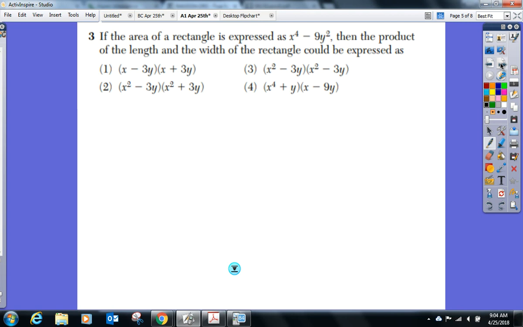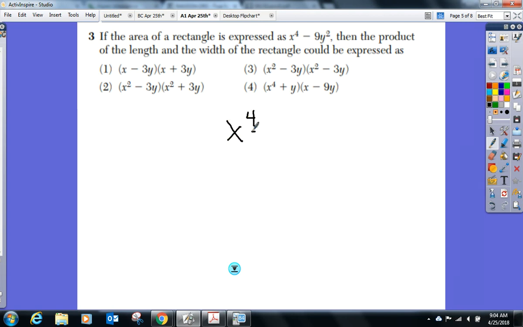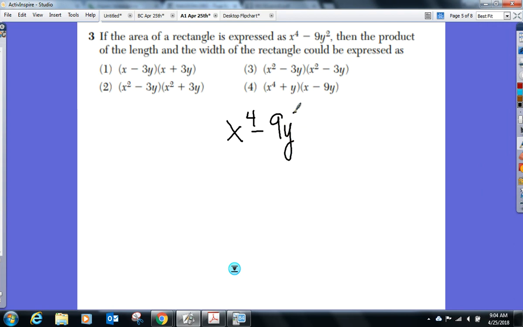Area of a rectangle, x to the 4th minus 9y squared. That's length times width. So what must have been the length and the width? This is just a fancy way of saying, what would I like you to do to x to the 4th minus 9y squared? Factor it. All right, factor x to the 4th minus 9y squared.